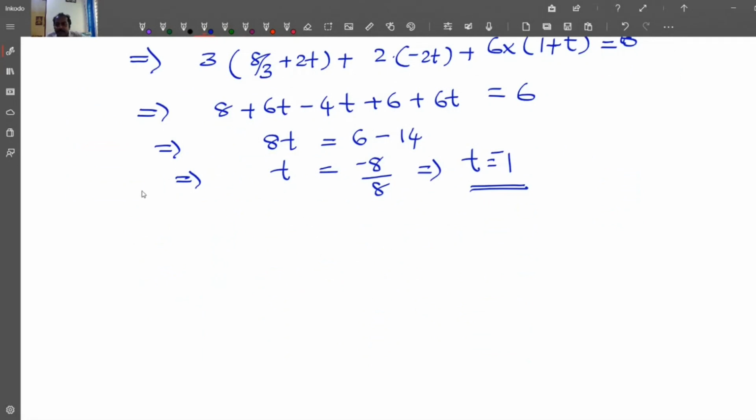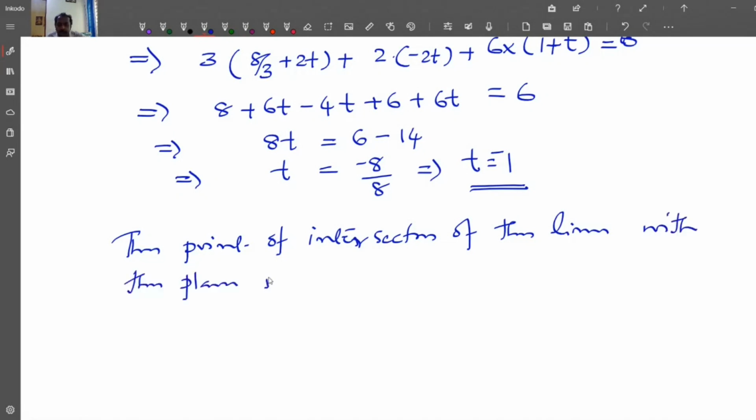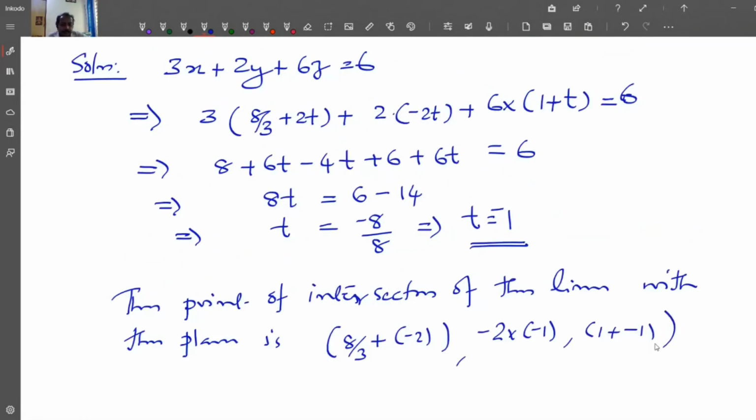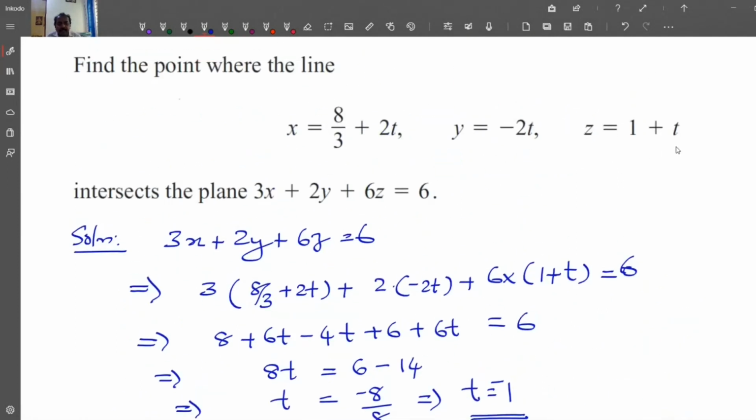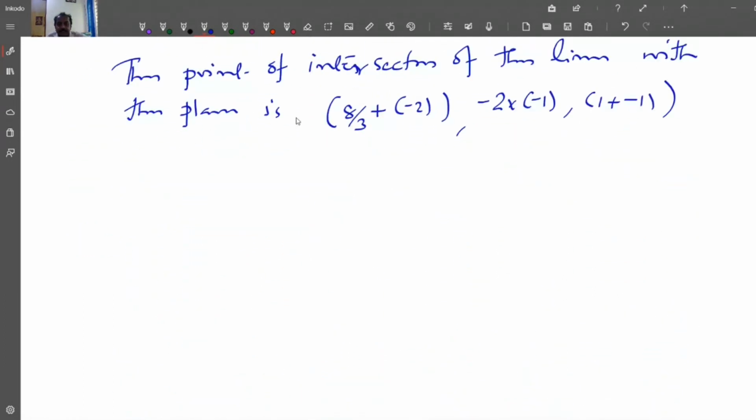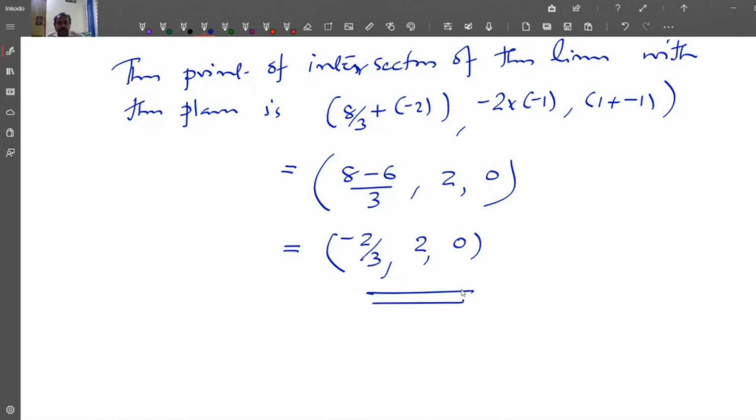Therefore, the point of intersection of the line with the plane is 8 by 3 plus minus 2, comma, minus 2 into minus 1, 1 plus minus 1. This is obtained from this equation. Substituting t equal to minus 1 here, 8 by 3 minus 2, you will get y is equal to 2 and z is equal to 0. So this is minus 2 by 3, 2, 0, the point of intersection of the line with the plane.